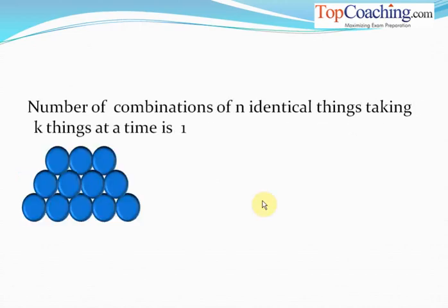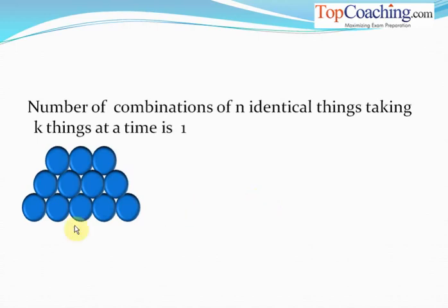Now all this time we have been discussing the number of combinations when the things were different. But now what happens when the things become identical or similar? The number of combinations of n identical things taking k things at a time is 1. Now what does that mean? It means that if we have a group of n identical things or n identical objects and we are to select exactly k things out of those identical things, then the number of combinations is 1. Let's try to see it through an example.